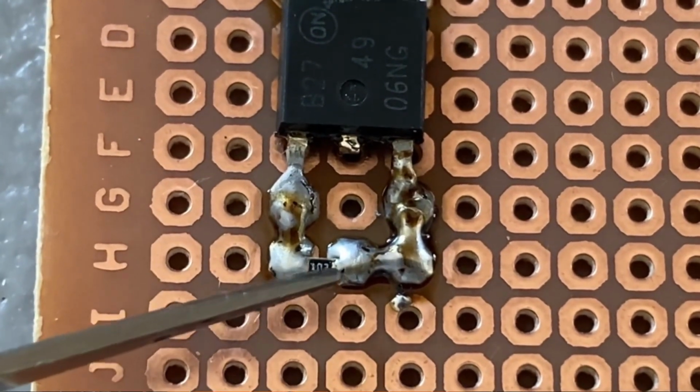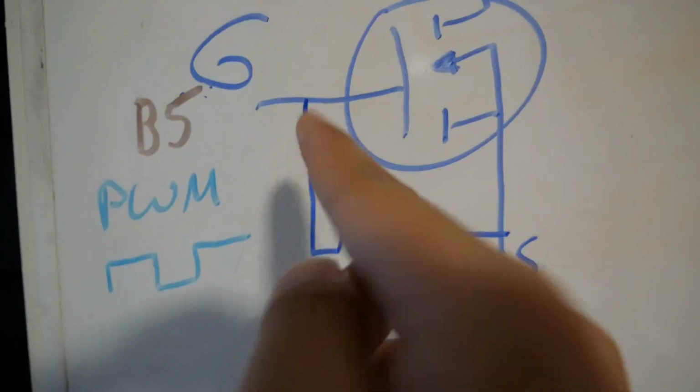Then there's this 10K resistor chilling between the gate and source. Why 10 kiloohms and why is it there in the first place? Look, this is a video about keyboards, not MOSFETs.